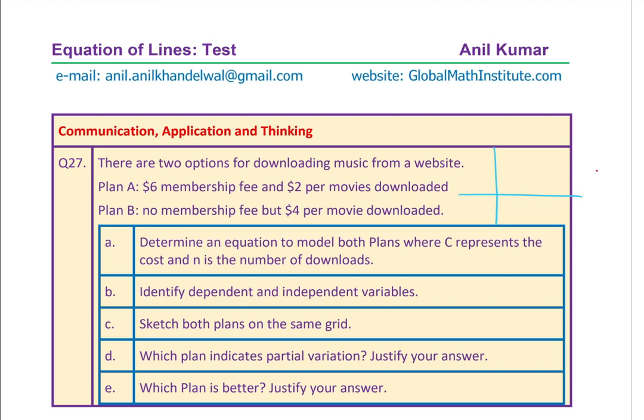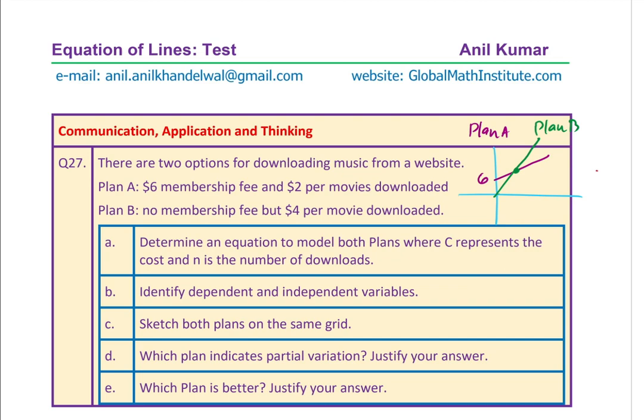Well, $6 and then 2, right? So let's say this graph goes like this, which is plan A, right? So this is $6 starting here, and we'll call this plan A. Let me use another color for plan B, which is no membership, but $4. So it's steeper, right? And that is plan B. So when you graph, there will be some point of intersection where it is going to cost the same. But beyond that, plan B is expensive. Before that, plan A is expensive.